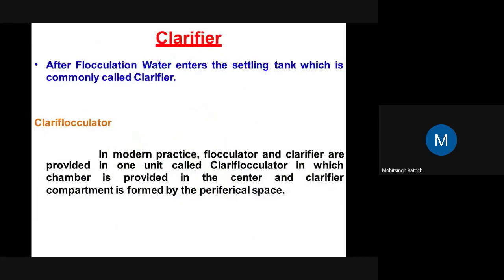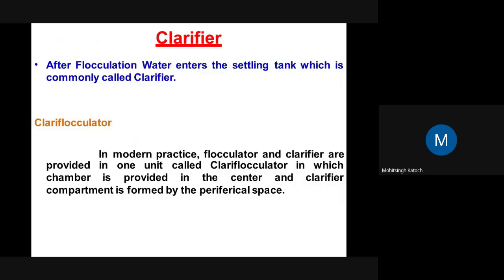Clarifier. After flocculation, water enters the settling tank, which is commonly known as clarifier. And there is one unit known as clariflocculator, where flocculator and clarifier both are provided as one single unit known as clariflocculator. In this clariflocculator, clarification and flocculation, both the processes happen simultaneously in a single unit, and hence the name clariflocculator.